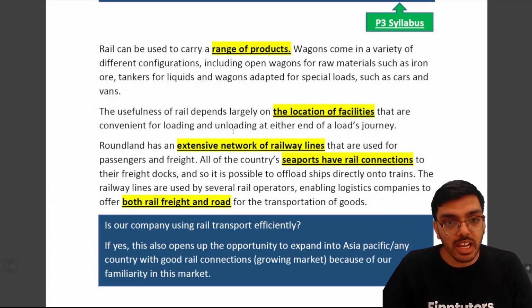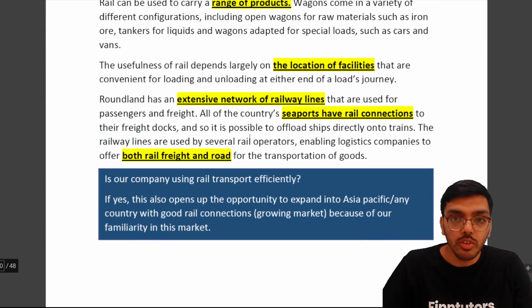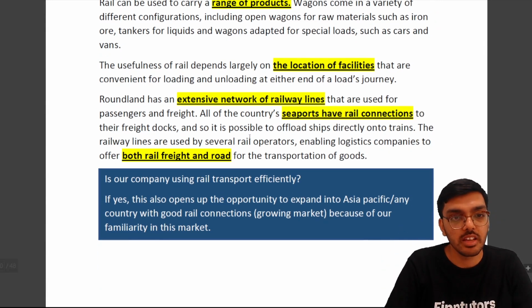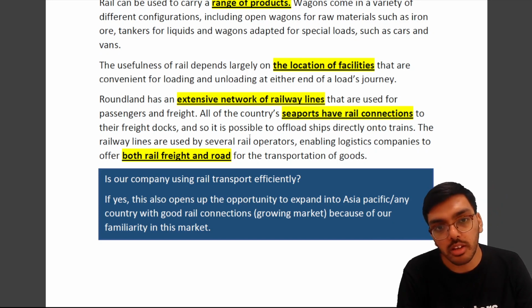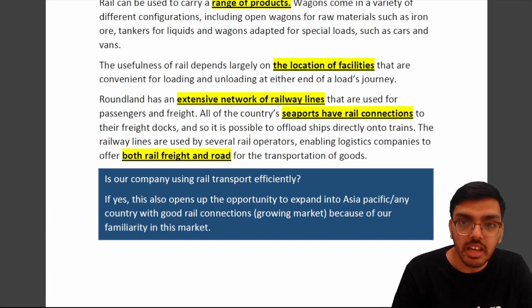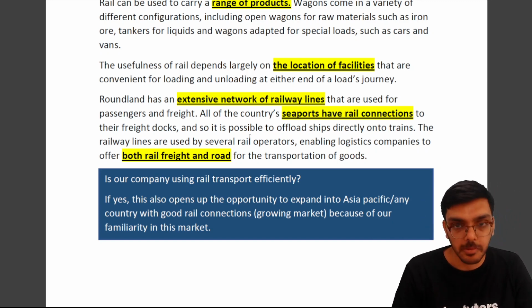The usefulness of rail depends largely on the location of facilities that are convenient for loading and unloading at either end of a load's journey. So usefulness depends on the location.